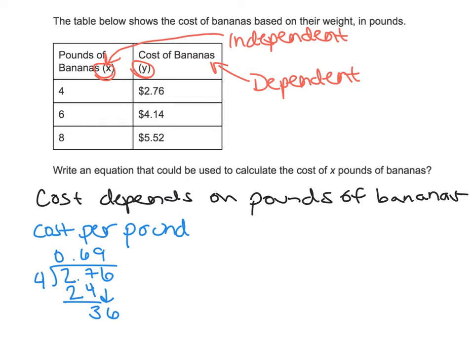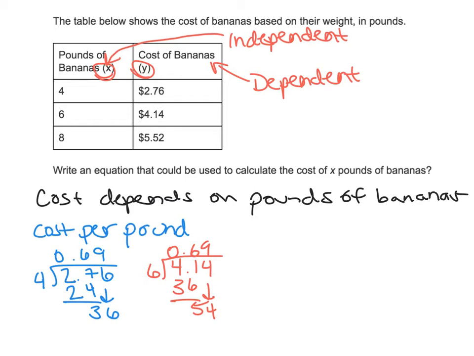But just to make sure that this is still a proportional relationship that we're dealing with, let's go ahead and check by doing the division with 6 pounds and with 8 pounds. So $4.14 divided by 6. 6 goes into 41 6 times. That's a difference of 5 when I bring down the 4. 6 goes into 54 9 times. So again, still 69 cents a pound.